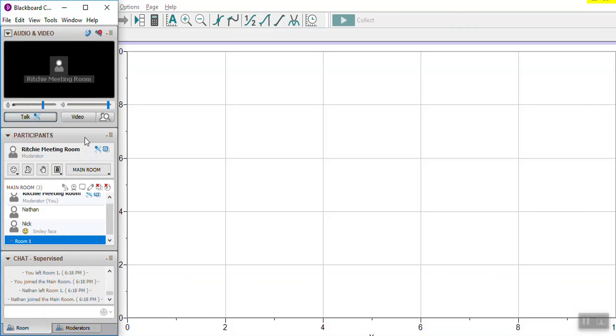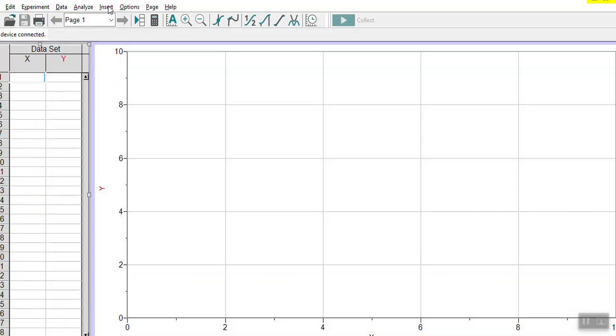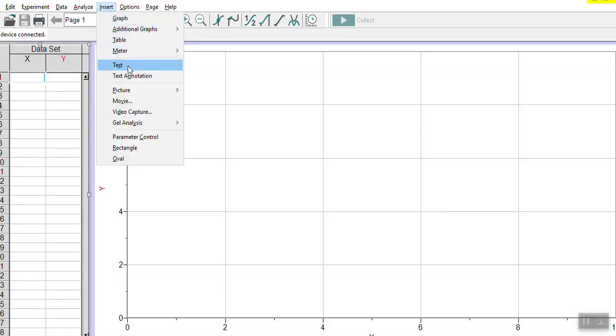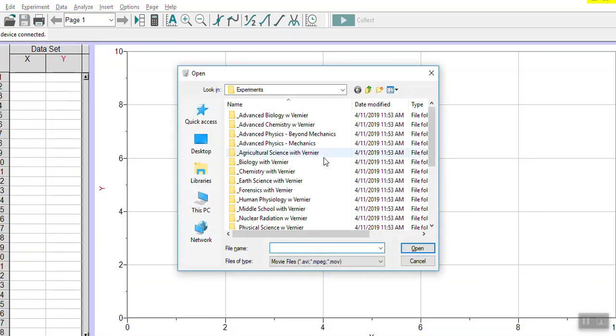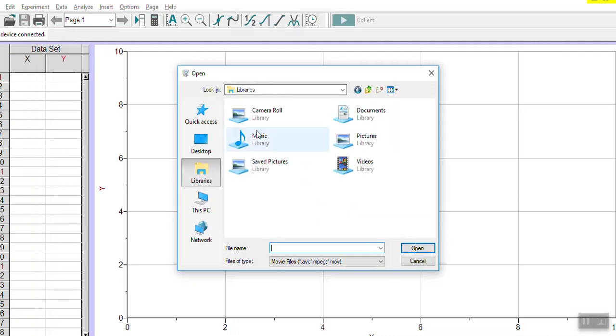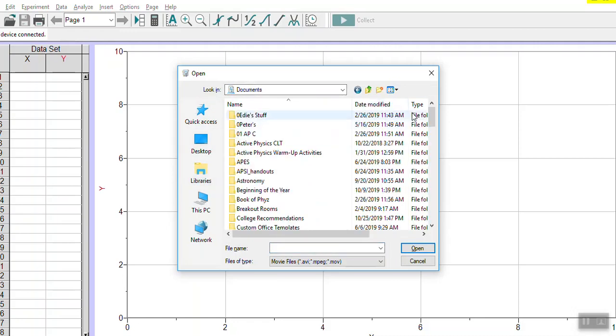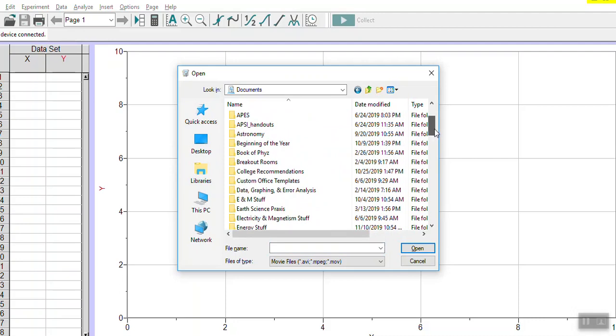Thank you, Nick. Thank you, Nathan. So now what we're going to do is we are going to insert the video. To do this, we go up to the screen where it says Insert. We go down to Movie. And we go to the file where we put the movies. Oh, I'm sorry, I should tell you that it automatically comes up with experiments. You're going to have to go to your libraries and go to your documents and choose where you put it.